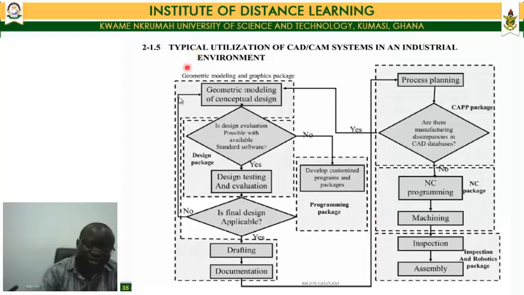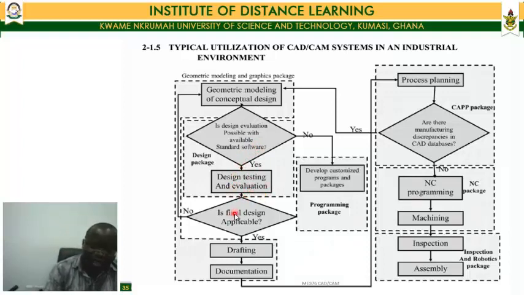So let's look at a typical scenario. For instance, if we have a design task, and we have a system software in an industrial environment, we use that to create the geometric model concept. So we create a conceptual design. Then we have to ask this question: from our software, can we do design evaluation with the standard software that we have available? If the answer is yes, we'll go ahead and do the design evaluation and testing.